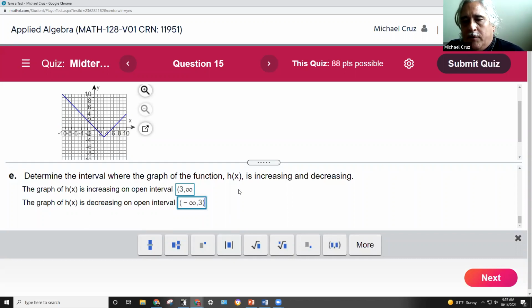And just remember, the reason why we're using parentheses there is because at 3, it's essentially not doing anything. That's a single point that's neutral. It's not increasing or decreasing. It's essentially constant at that point.